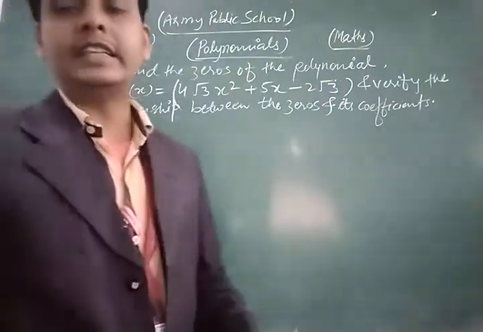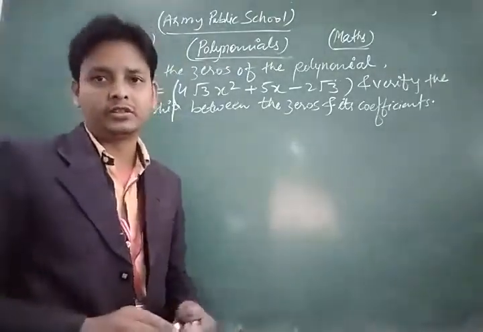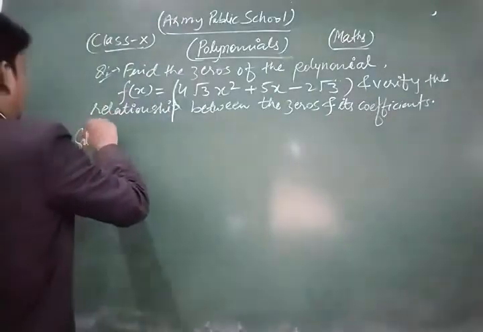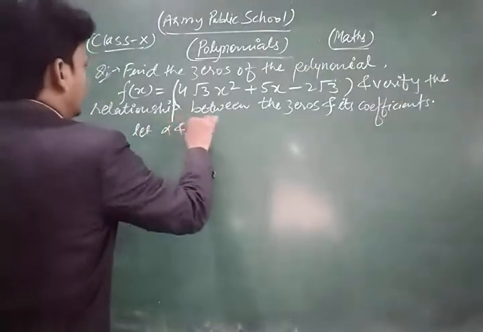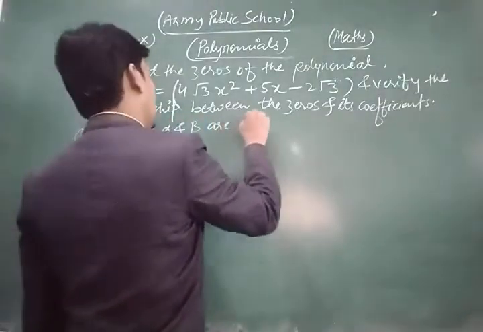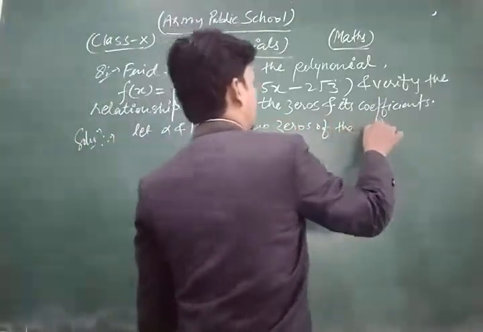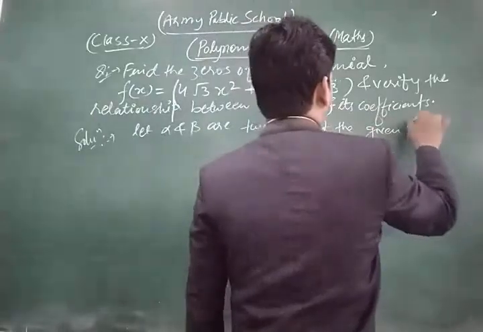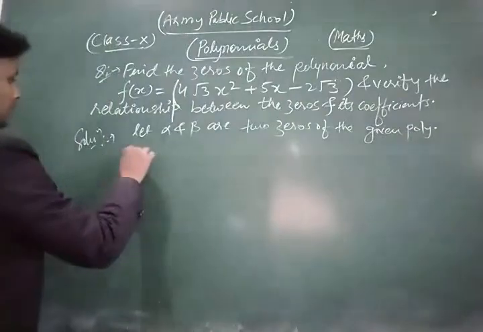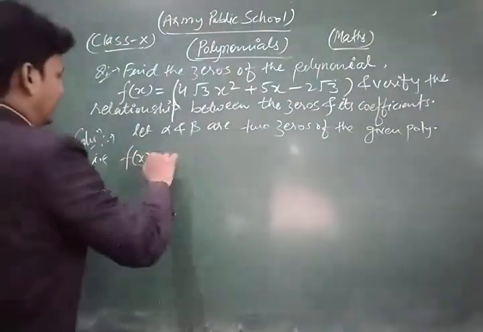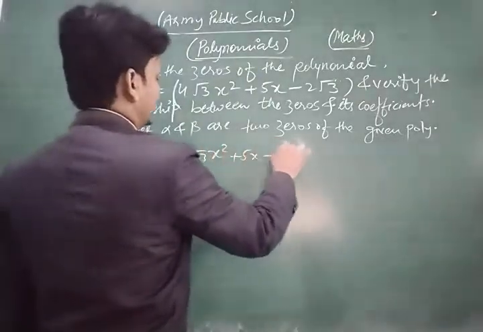So first of all we find its zeros. Okay dear friends, let's see its solution. Let alpha and beta be the two zeros of the given polynomial. So f(x) is given as 4 root 3 x square plus 5x minus 2 root 3.